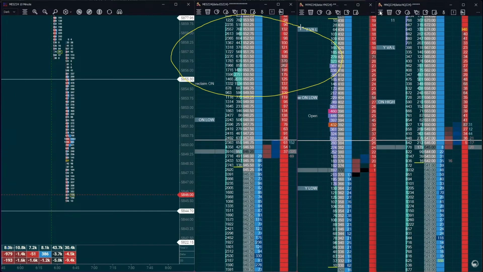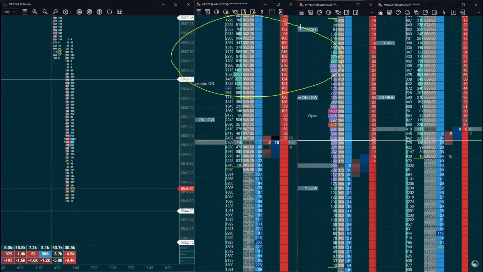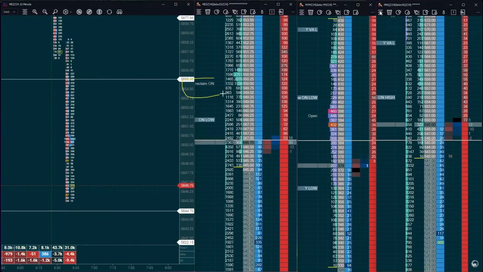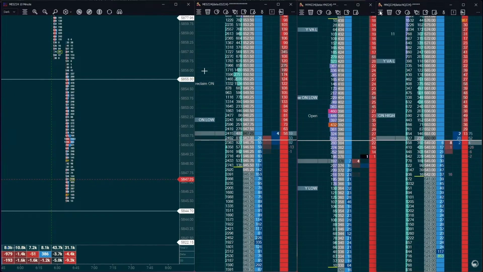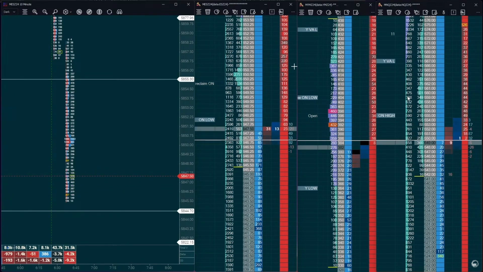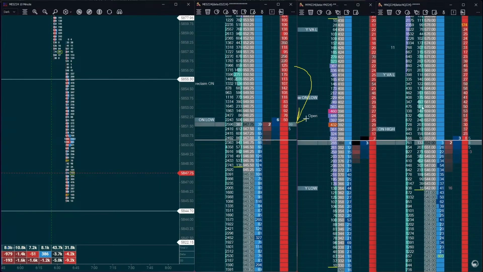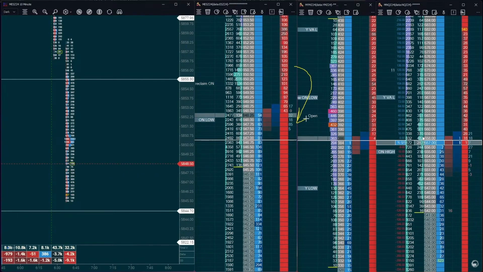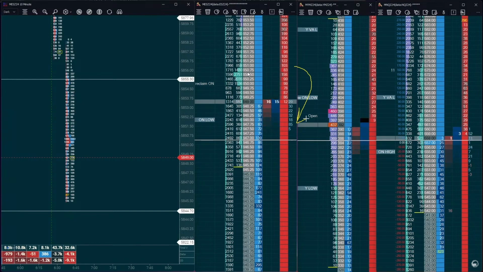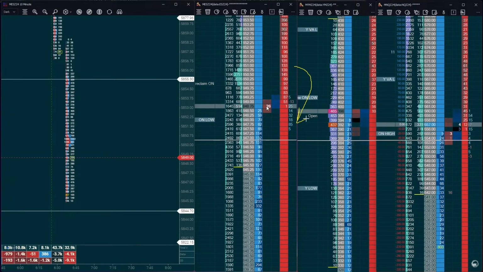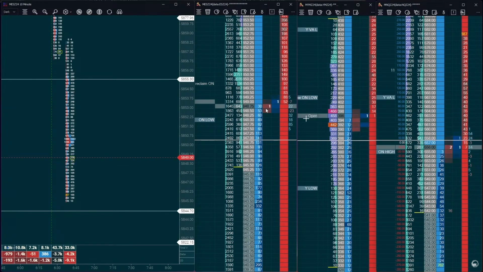And that level is going to be very important because that is a reclaim level that I have listed on my DOM. You can see I have a note here. It says reclaim overnight. ON is for overnight. And as we're selling lower and lower, the delta is getting smaller, right? The delta in the tape is getting smaller, and you're starting to see blue. Now we're getting a shift in delta, right?